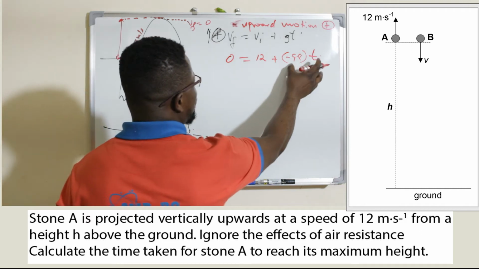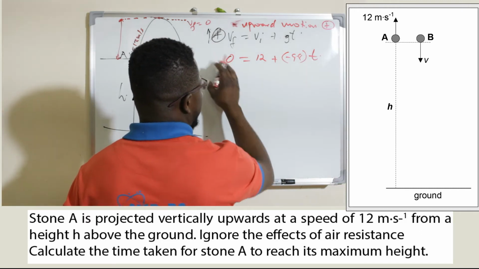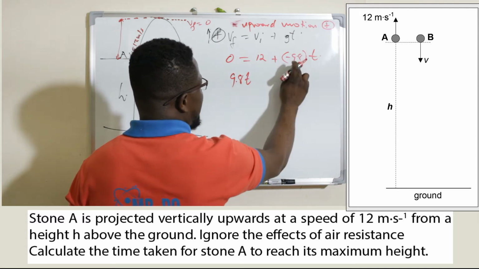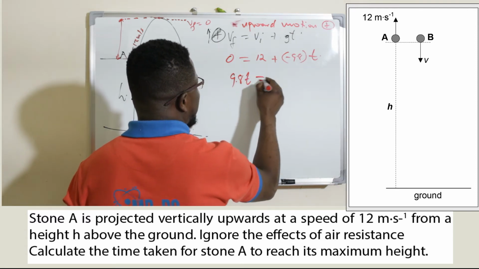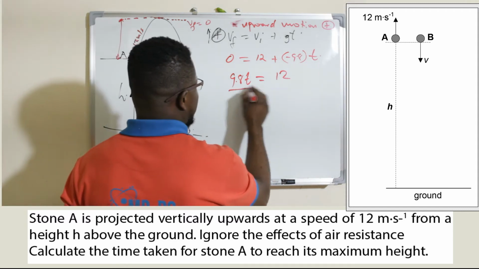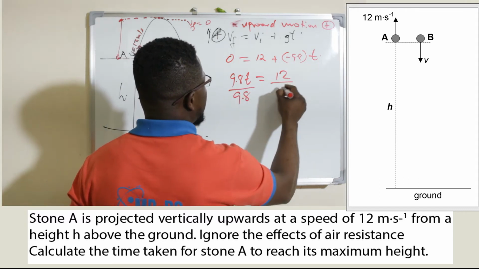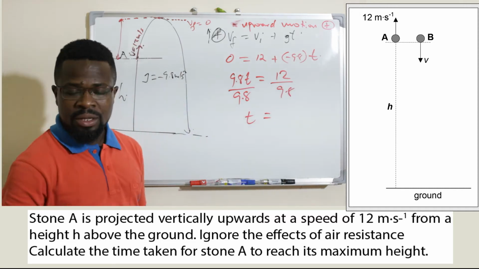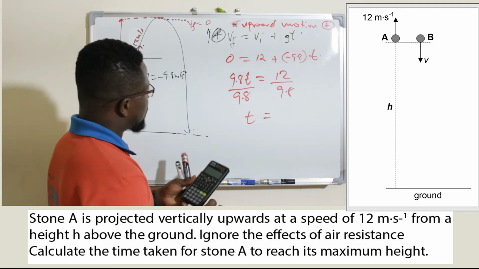And what I need is the time. So I'll transpose from here to this side. 0 is out there, so I'll have 9.8 t, because here it is negative; if I transpose that, it gives me a positive value. And what I want is to find my t, so I'll divide both sides by 9.8. So what is going to be the value of t? Let's take our calculator and check on that now.